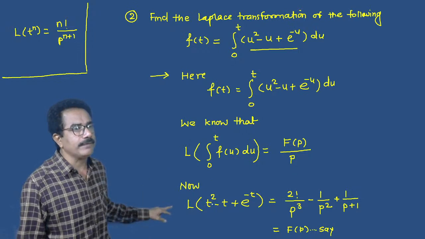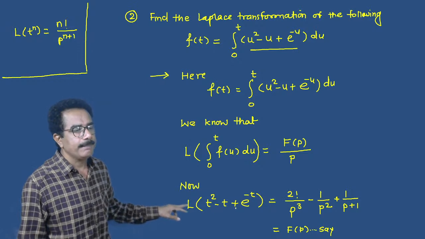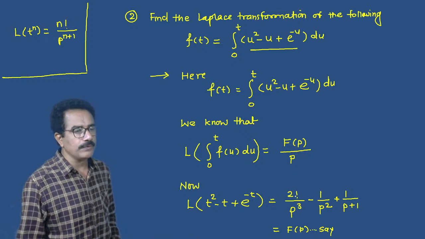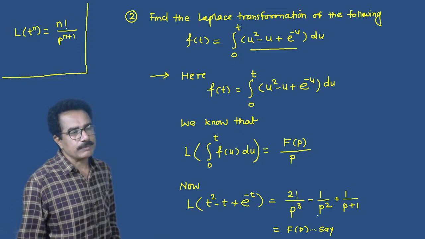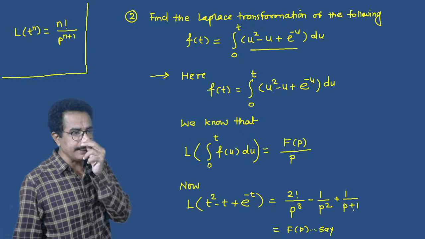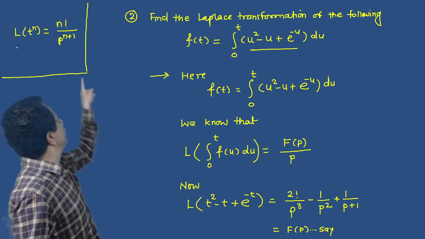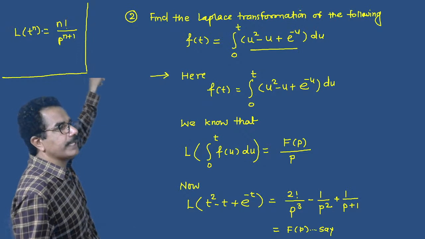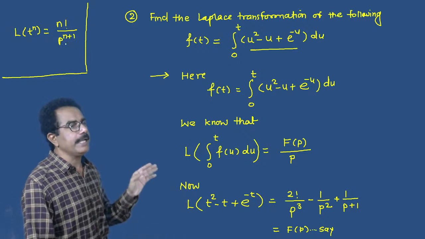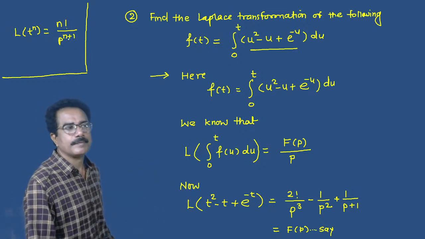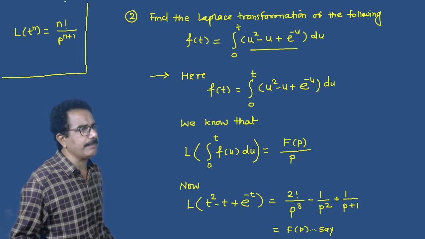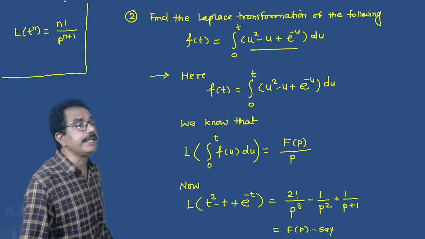Now the Laplace transformation of t square minus t plus e raised to minus t is equal to 2 factorial divided by p cube, minus 1 upon p square, plus 1 upon p plus 1. How do we get this result? According to the definition, the Laplace transformation of t raised to n is n factorial divided by p raised to n plus 1. This is the definition of the Laplace transformation of t raised to n.